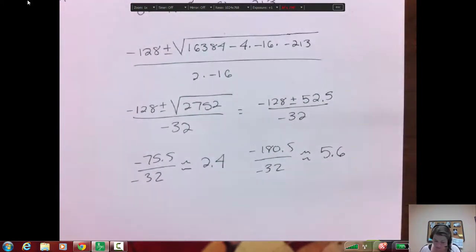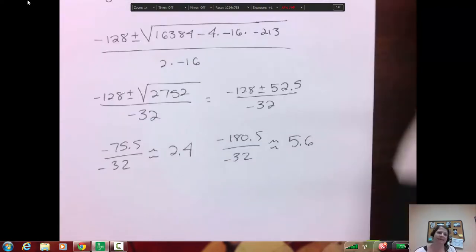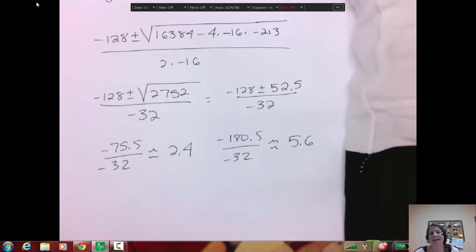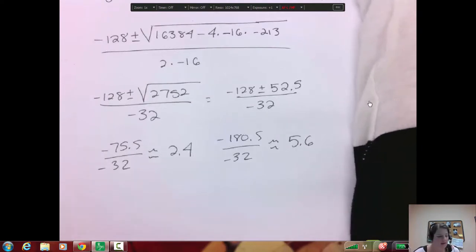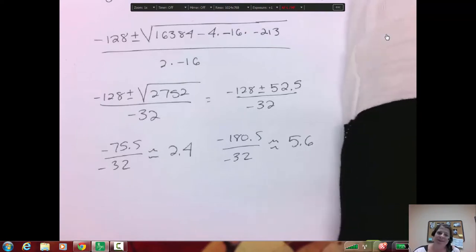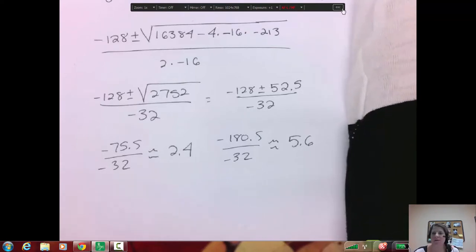So let's try the 2.4. So negative 16 times 2.4 squared plus 128 times 2.4 is around the right answer. And then let's try 5.6. Negative 16 times 5.6 squared plus 128 times 5.6. Oh, they both work. So we have two solutions. Usually one's negative and you cross it out, but that's kind of the idea of section 9.4. Each problem is a little bit different, so you just have to work through them and maybe look through the examples.